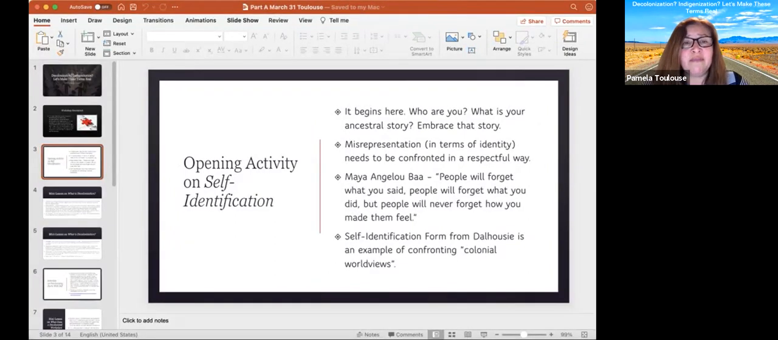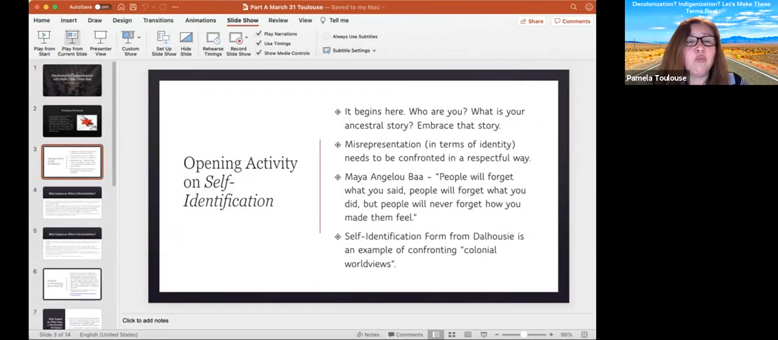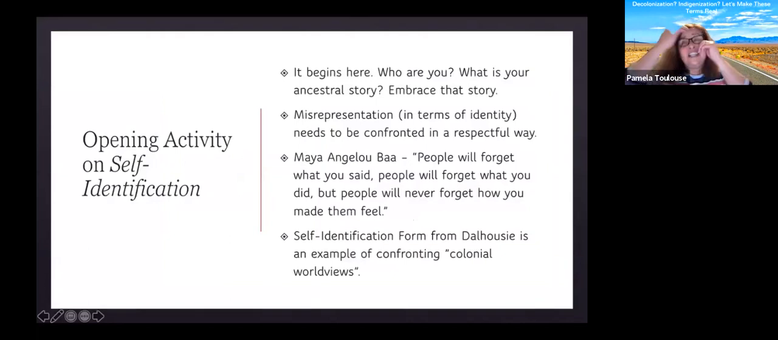Now, again, why do we need to know? Why is it that in decolonization and indigenization, the first step is knowing who we are? Here's a life quote from one of our good relations in the spirit world. Maya Angelou said, people will forget what you said. They will forget what you did, but people will never forget how you made them feel. And that is the absolute truth.